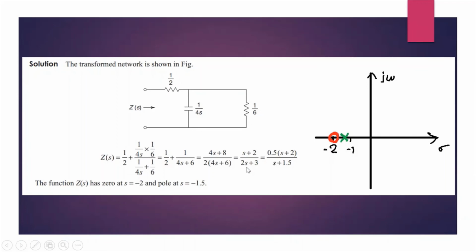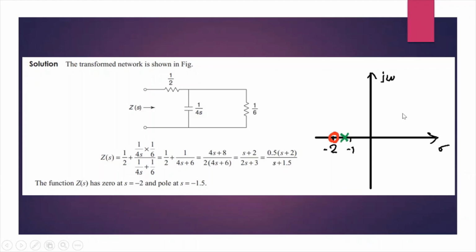Now in order to do the pole zero plot, s should not have any coefficients with it. So here this 2 has to be removed. So take 2 commonly outside. So it will become 0.5 on the numerator, and this 3 will become 1.5. Now we can do the pole zero plot of this.